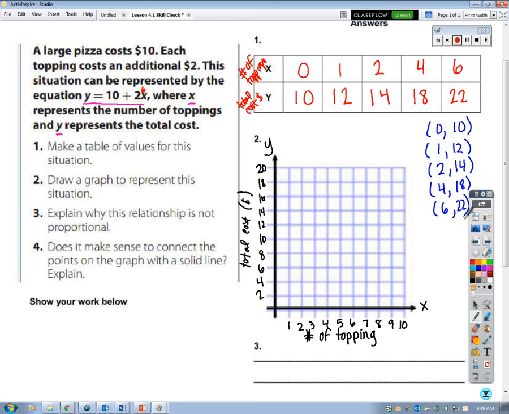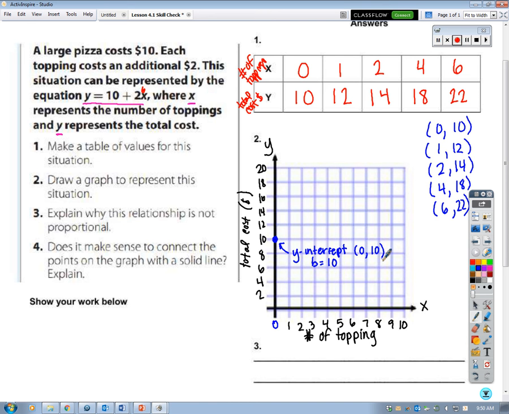Okay, so some of you already said my first point is going to be at x is 0 and y is 10, because a pizza with 0 toppings still costs $10. Do you guys remember what we call this point here? This is our y-intercept. In our equation y equals mx plus b, it's b. So in this case, b equals 10. Yeah, it's when x is 0, y is 10.